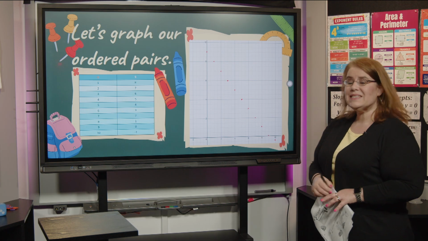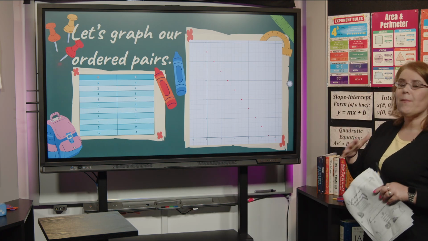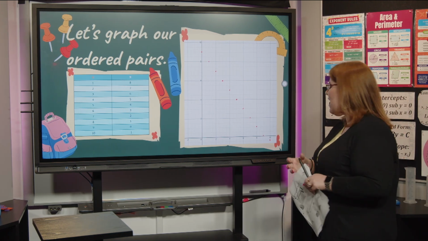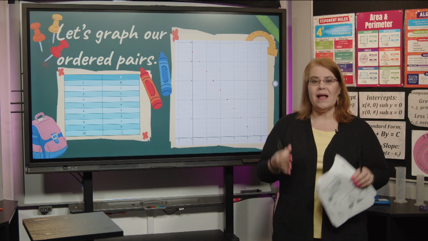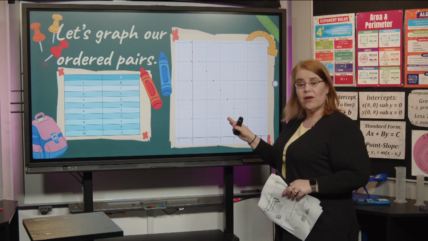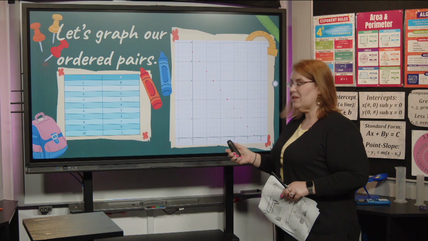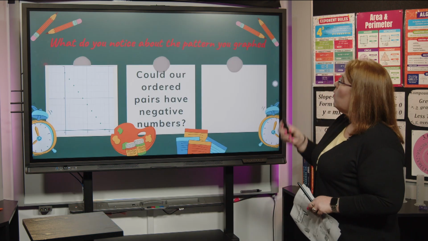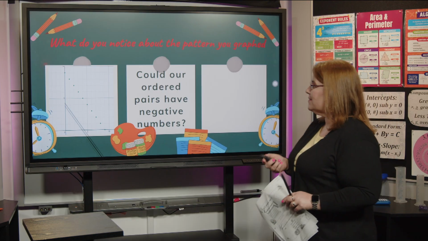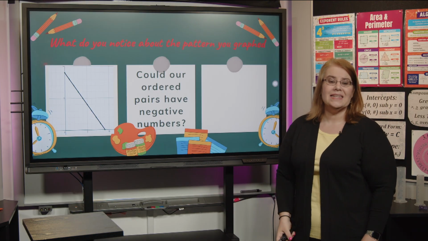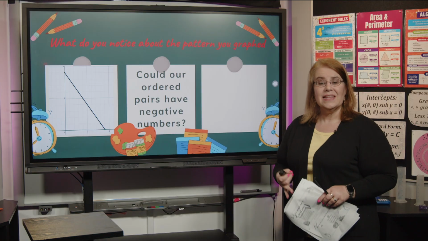So what do we see about that? Do we see any type of patterns? Remember, I've always said that our math has to do with multiple patterns. It's always about the patterns. So do I see a pattern here? Possibly. Now, what do you notice about the patterns you graphed? Obviously, it's a straight line. It's a linear graph. Linear.